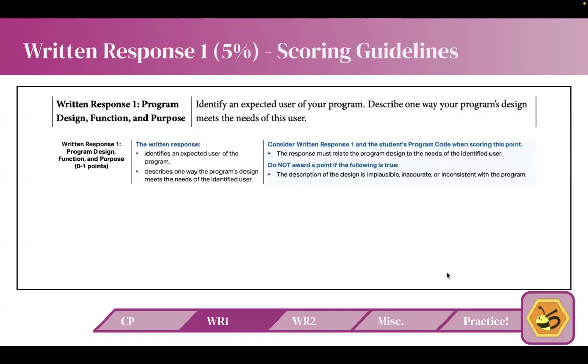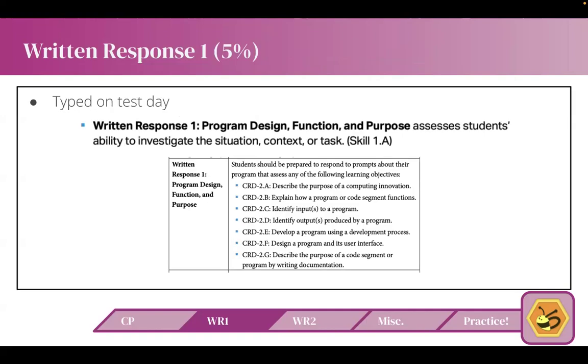All right, so let's go over the scoring guidelines. Any questions, by the way, with this slide? Let me answer those first. Okay, so let's go ahead and take a look, for example, right? We don't need to worry about CRD-2.A. All we need to know is describe the purpose of computing innovation. So if we can describe what the purpose of our function or our code is, then we're good, right? So that checks off that one. The idea behind these lists is if we can go down the list and say, check, I can do that, check, I can do that, and then we're good.